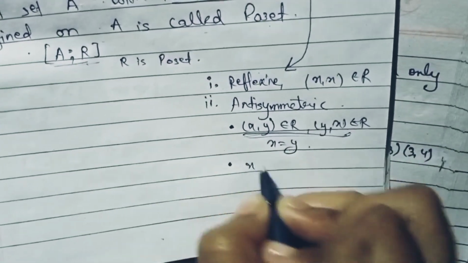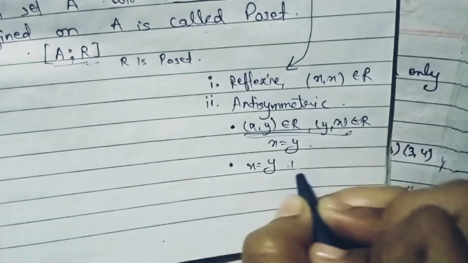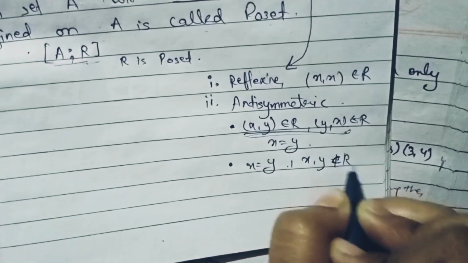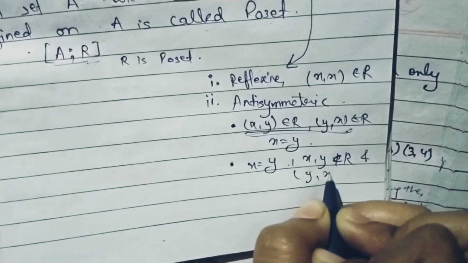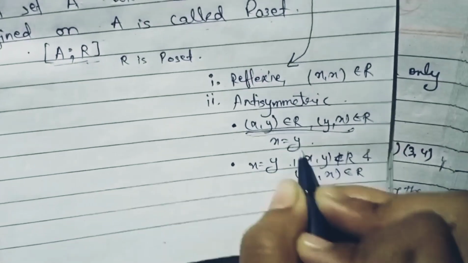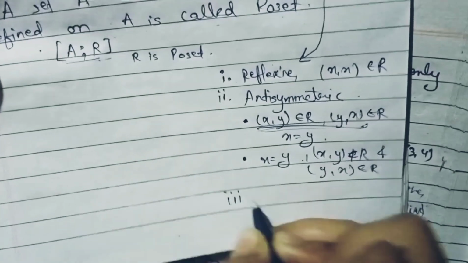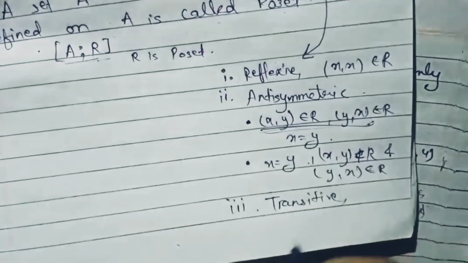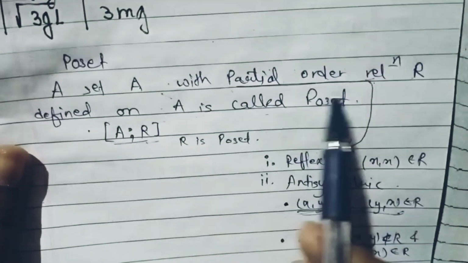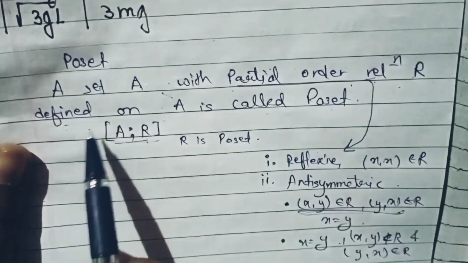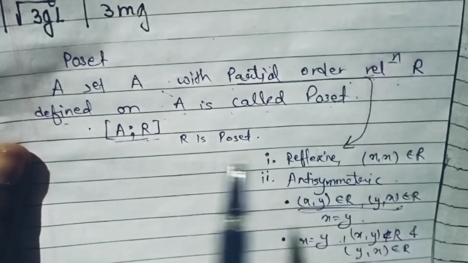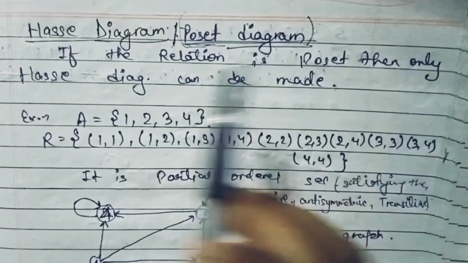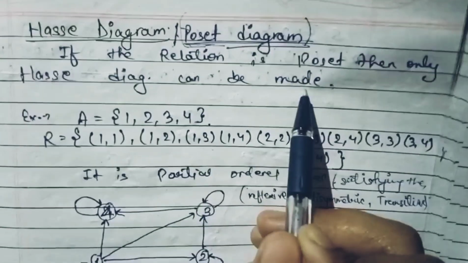And if x is not equal to y, then (x, y) and (y, x) should not both belong to R. And the third condition is transitive. A set A with a partial order relation R defined on A is called a poset. Hence, if the relation is a poset, then only a Hasse diagram can be made.